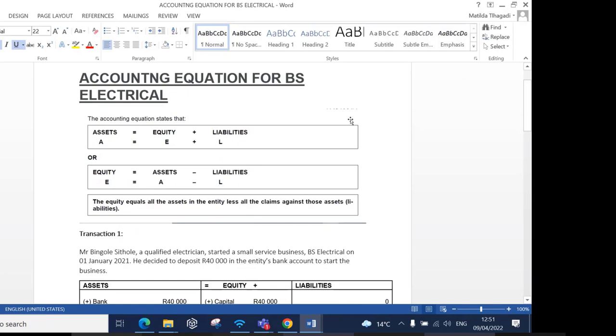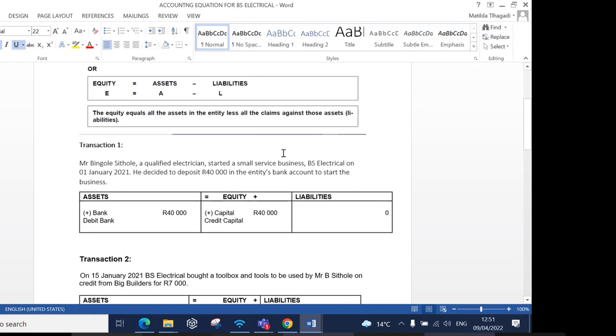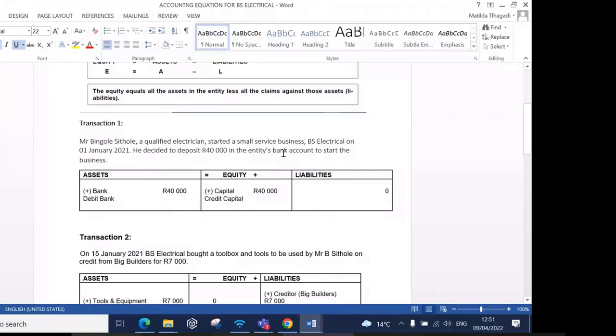So equity equals all the assets in the entity less all the claims against those assets, which are the liabilities. I'm going to be going through the accounting equation with you using these transactions. Mr. Bingole Sithole, a qualified electrician, started a small service business, BS Electrical. On the 1st of January, he decided to deposit 40,000 in the entity's bank account to start the business. Can you see that? I want to go through this equation with you.